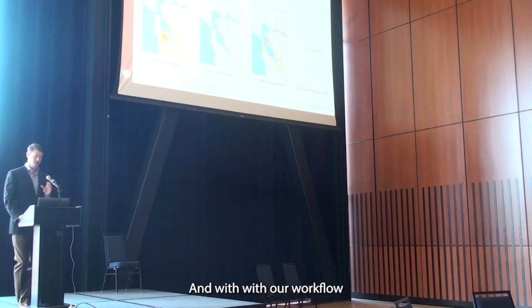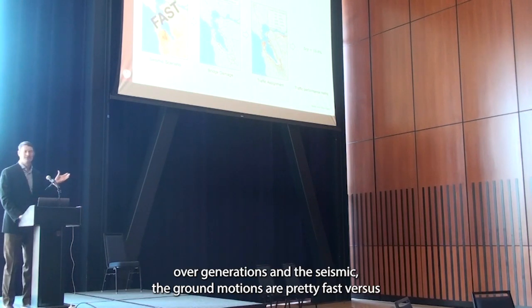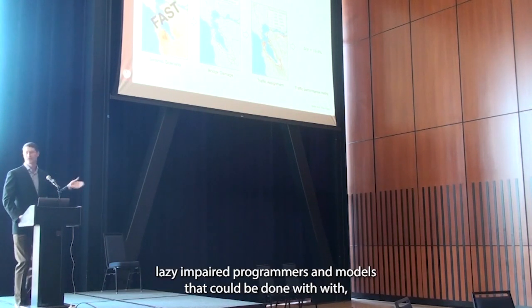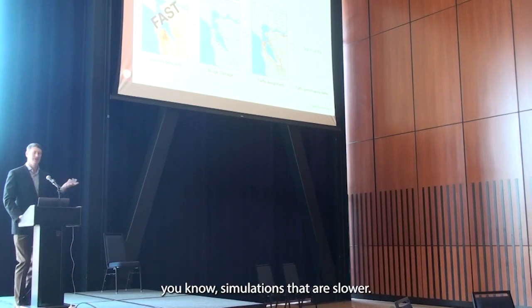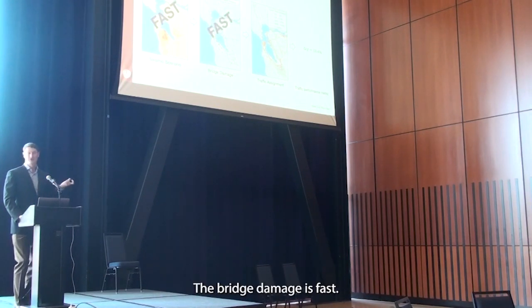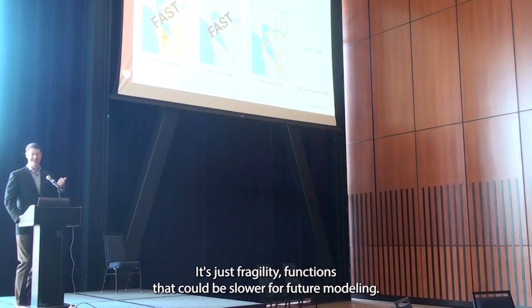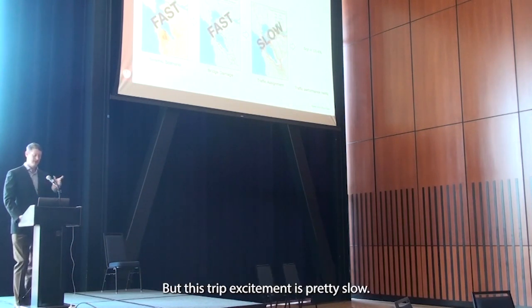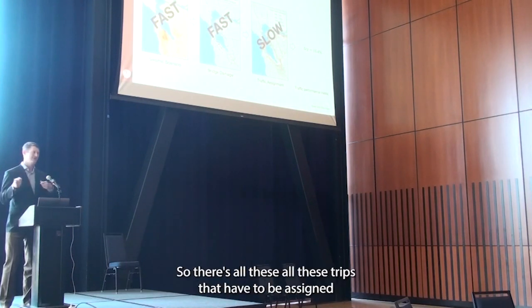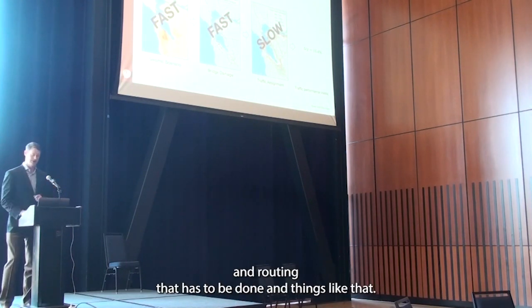And with our workflow, I forget which animation's in here. The ground motions are pretty fast. We're using empirical ground motion models. It could be done with simulations that are slower. The bridge damage is fast. It's just fragility functions, right? That could be slow with detailed modeling. But this trip assignment is pretty slow. So there's all these trips that have to be assigned and routing that has to be done and things like that.